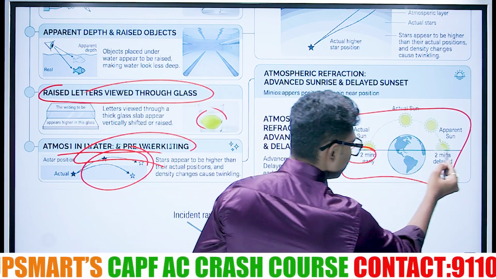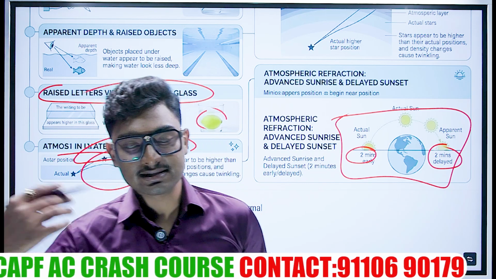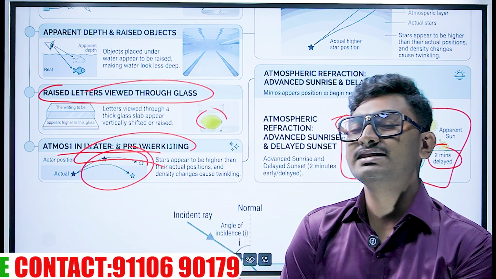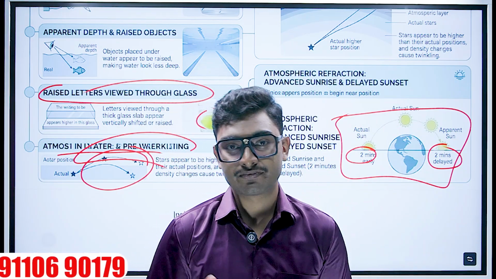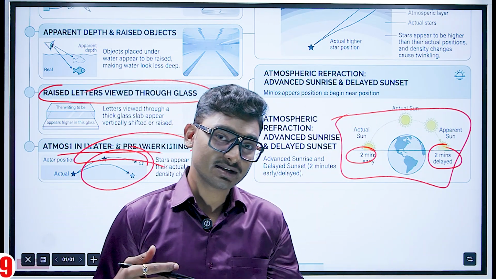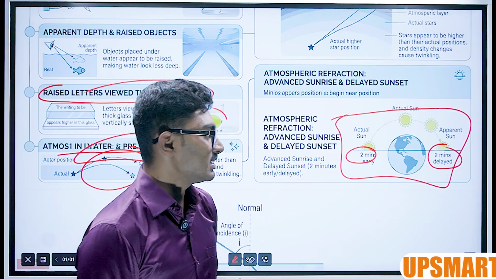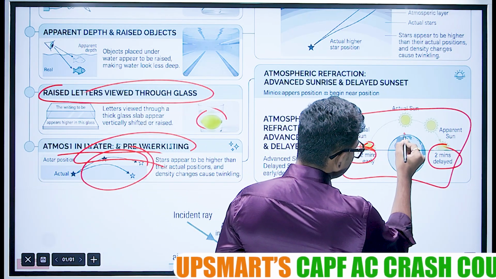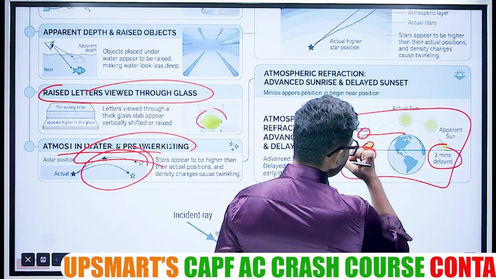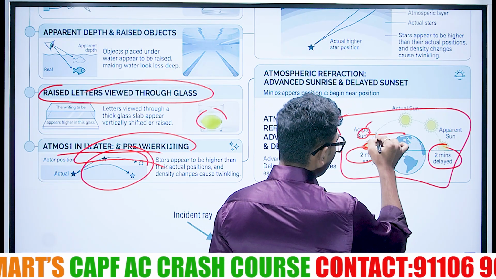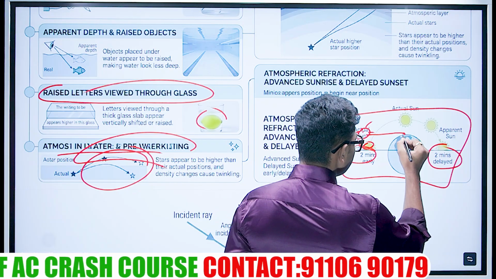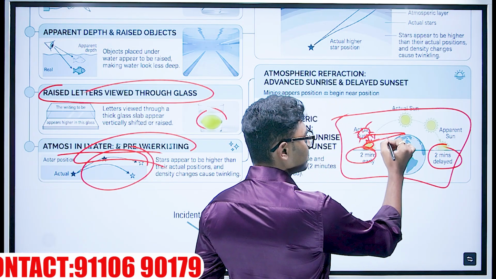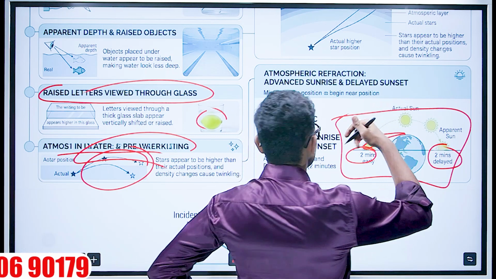2 minutes early, 2 minutes delayed. The sun rises in the east in the morning and sets in the west, you all know that. But the thing is, 2 minutes early we can see the sun, and 2 minutes after the sunset we can see the sun. What's the real phenomenon is that the sun is here, but when we are standing here, it looks like the sun is a bit above, because of the actual position there is lateral displacement. This is lateral displacement which has a slight shift.